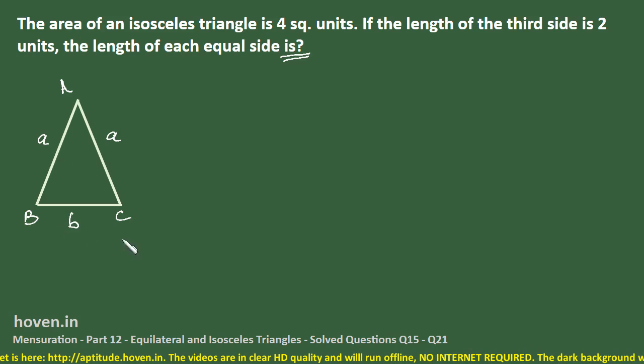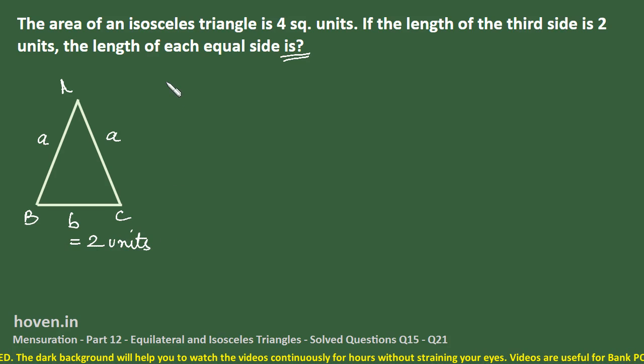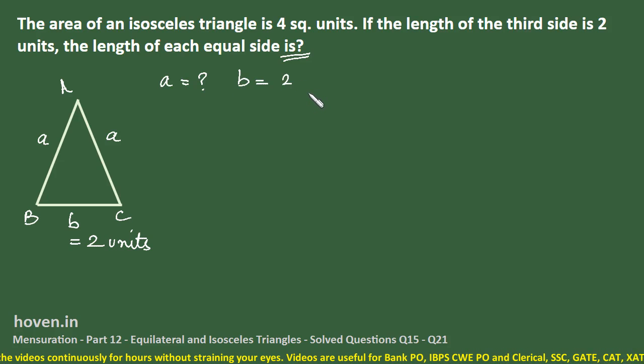We have been given the area of this triangle and the length of the third side has also been given as 2. So we can write B is equal to 2 has been given to us. It is given as 2 units. We have to find out the value of A. This is a simple application of the formula for the isosceles triangle in terms of the sides, and we have already derived a formula for this.